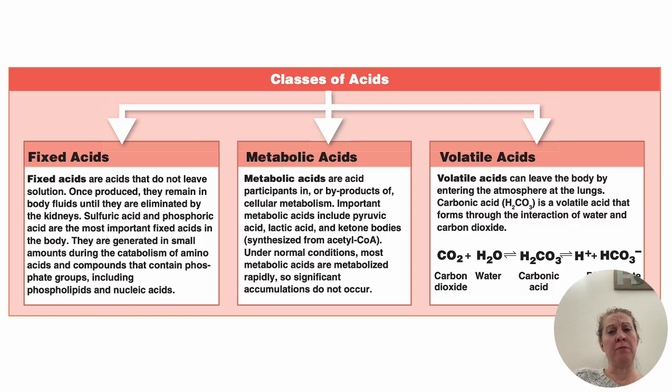Metabolic acids are those that are produced oftentimes with either glucose metabolism or fatty acid metabolisms. So remember back when we talked about glycolysis, pyruvic acid is an end product of glycolysis, and lactic acid is produced from pyruvic acid if we don't have enough oxygen present. So in anaerobic metabolism, you have a lot of pyruvic and lactic acid production.